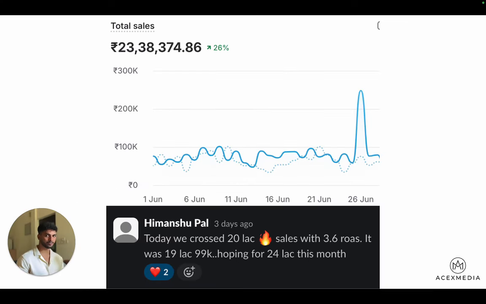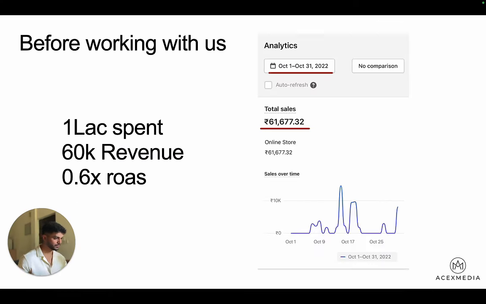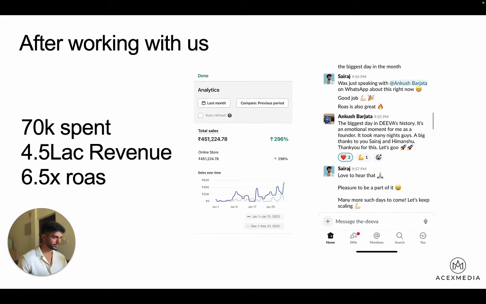And this month we are going to close at 30 lakh rupees in sales. And another client here, before working with us, they spent 1 lakh rupees and they made back 60,000 rupees in revenue. That was a 0.6x ROAS, so negative ROAS. After working with us, we spent 70,000 rupees, less than what they were previously spending, and we ramped their ROAS up to a 6.5x ROAS with a 4.5 lakh in revenue.